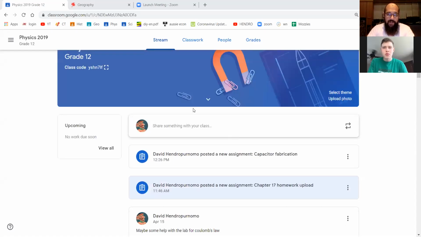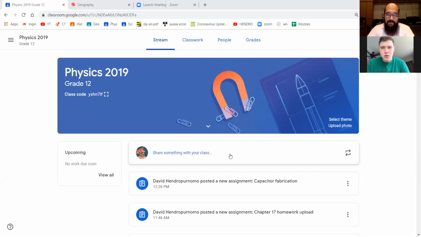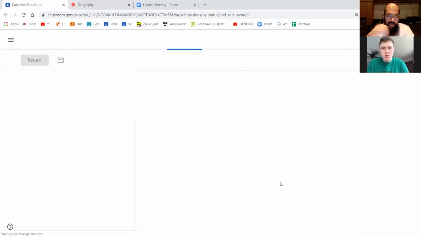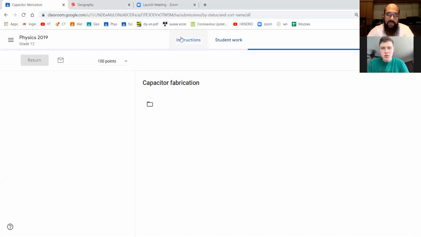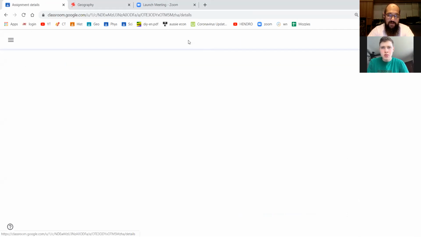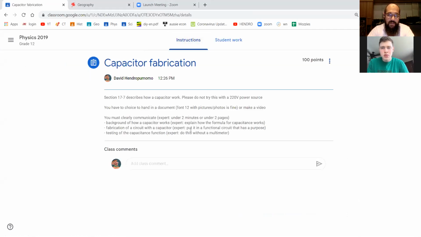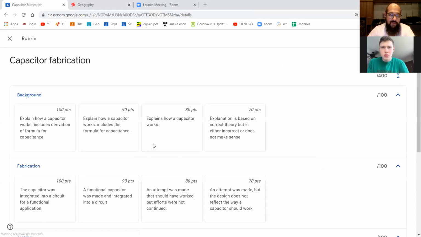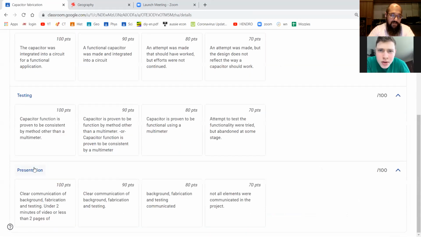So capacitor fabrication, if you go into the physics school classroom, you should find capacitor fabrication. If you click on that, there should be a set of instructions here, and it should have a rubric as well. Okay, there we go. So that rubric has background, fabrication, testing, and presentation.